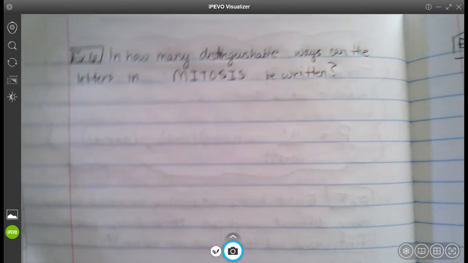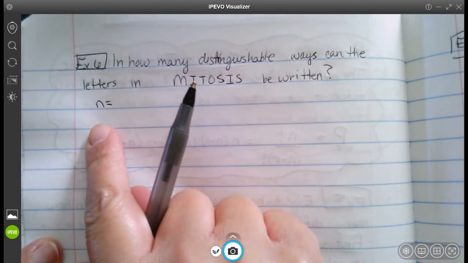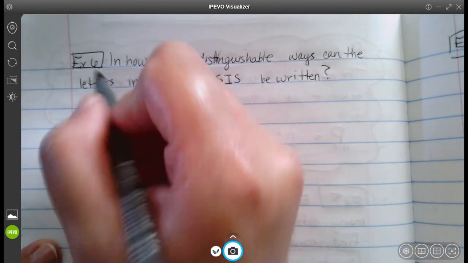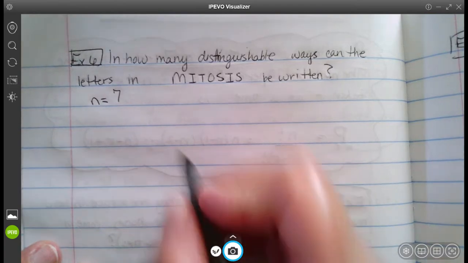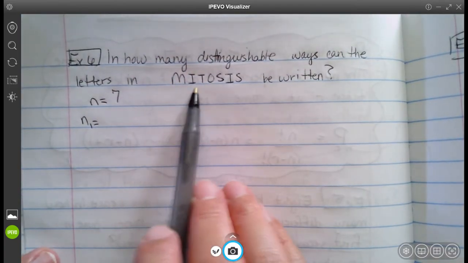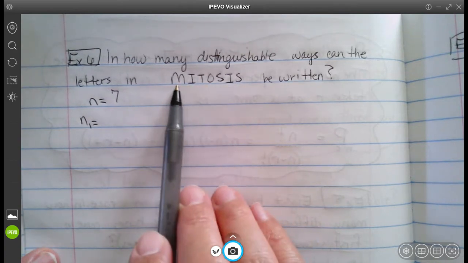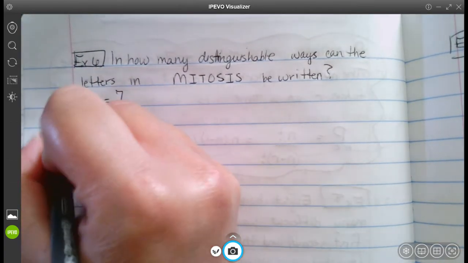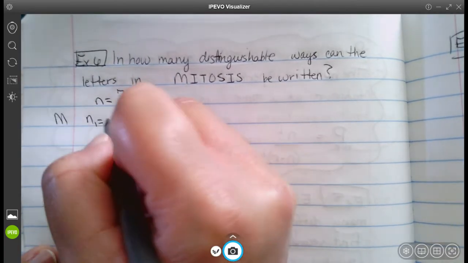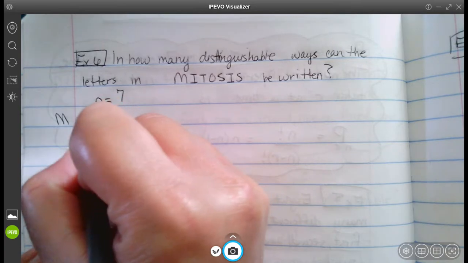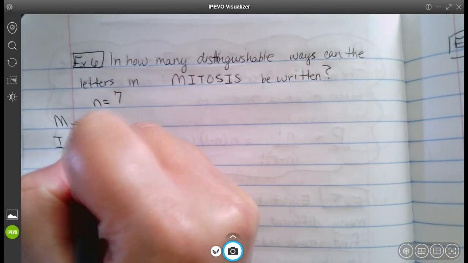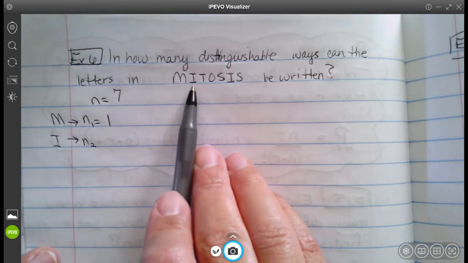So my n is going to be basically the total number of letters. We have 1, 2, 3, 4, 5, 6, 7. So 7, okay? n1 is going to be one of these letters. So I have M. We can say M is going to be one of our events. And M only happens one time. So 1. n2, what's after? Let's see, the letter I. We can do that, that way we can match them up. So I is in here twice.